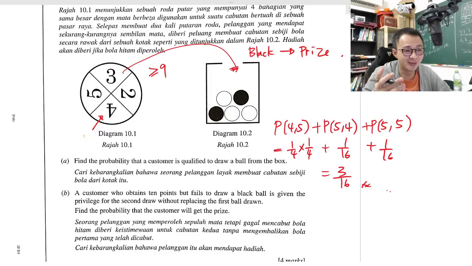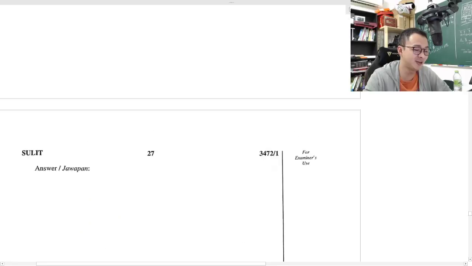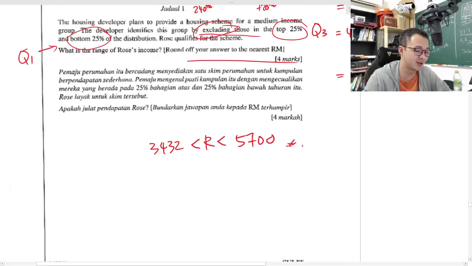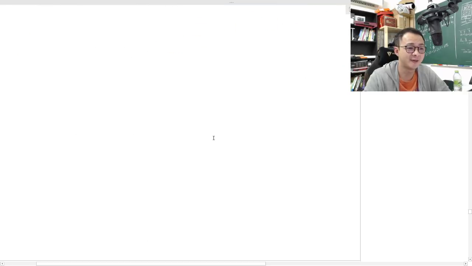Okay, some students asked about the last question: what if you didn't write the R here? I think you can write anything that makes sense, because it's not necessarily R; you can write income in the middle. Anything that makes sense should be fine.